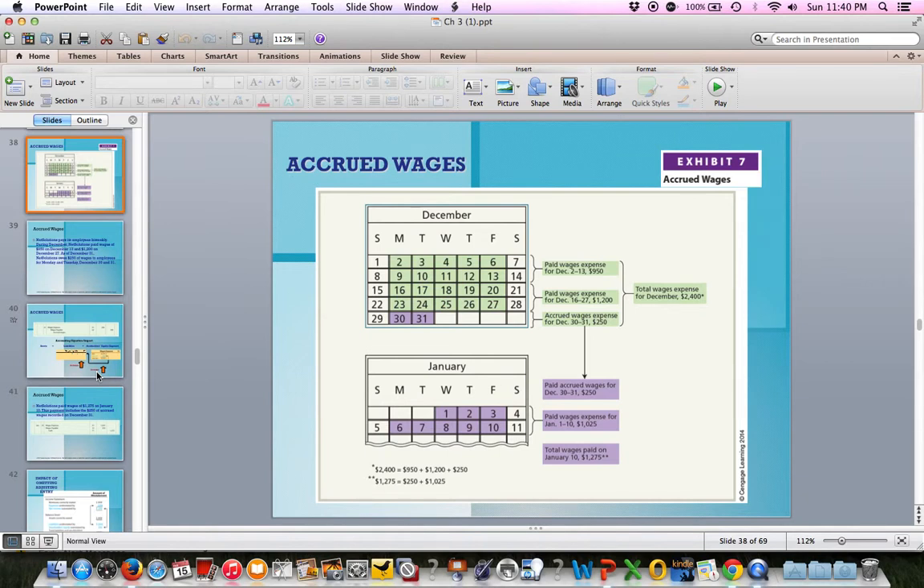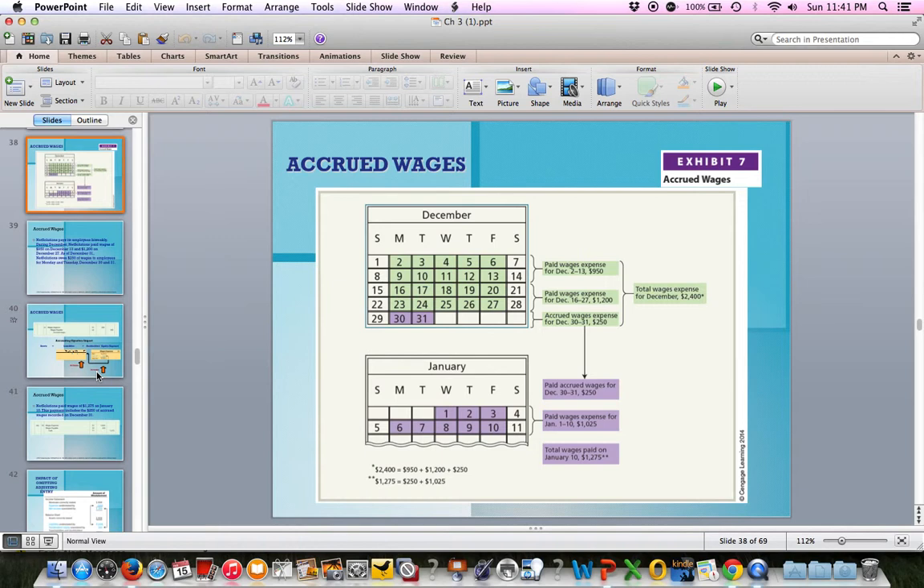But then we had 2 more days in December where employees were working for us. On Monday and Tuesday, the 30th and 31st, we had employees working for us. But because we pay every 2 weeks, those employees will not get paid until January 10th. Okay, so employees worked for us for 2 days in December and then 8 days in January, but we're paying them in January.